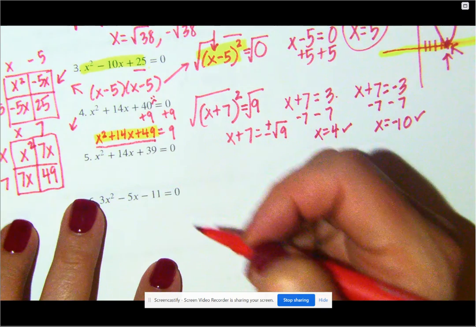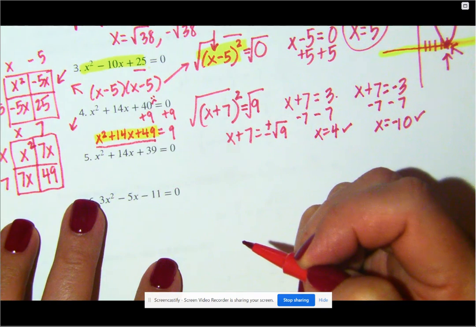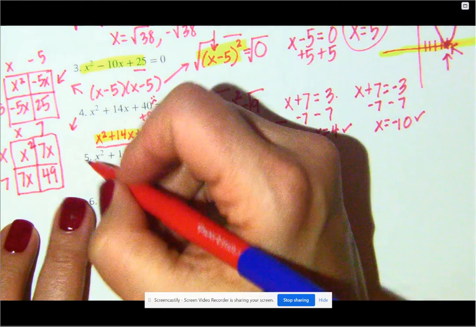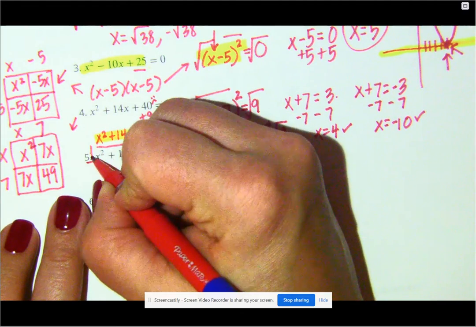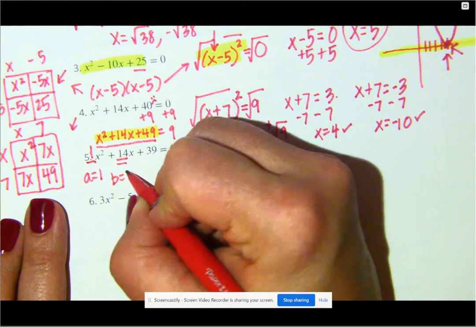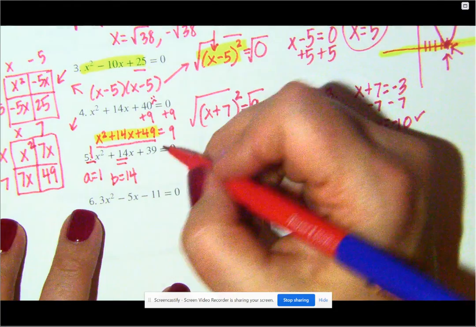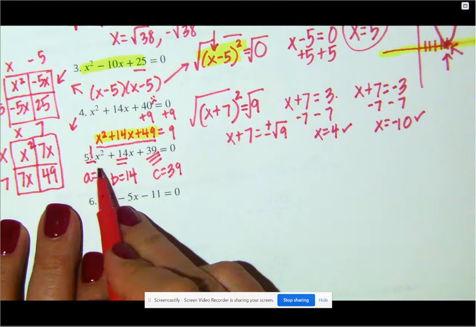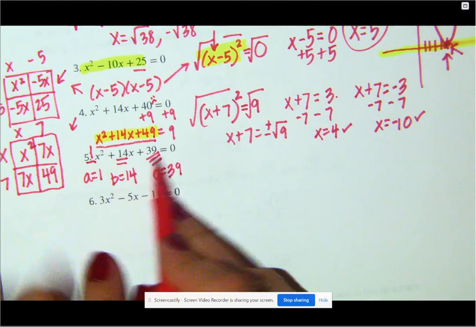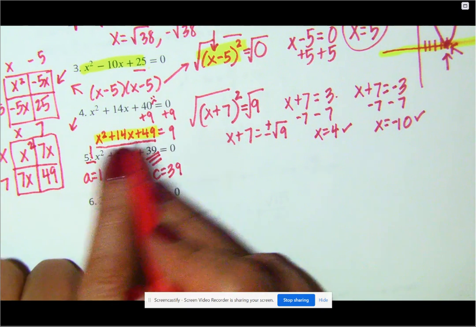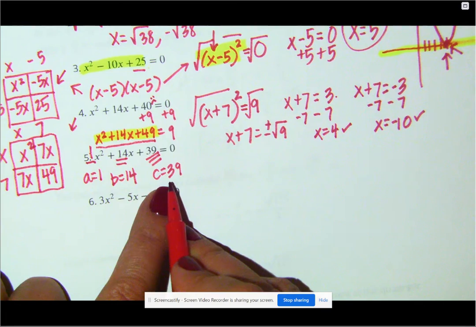So when you're doing the quadratic formula, the first thing you need to do is identify your A, B, and C to use in the formula. A is the number in front of x squared, so it's 1. B is the number in front of x, so for this one it's 14. And C is the constant, which is 39. And by the way, you cannot identify these if that doesn't say 0. If there's a number over here, move it over before you figure out what these are.